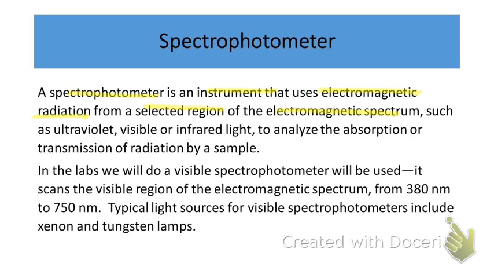Now, these wavelengths can come from the ultraviolet, the visible, or infrared region, and we use those selected wavelengths to analyze the absorption or transmission of radiation by a sample.